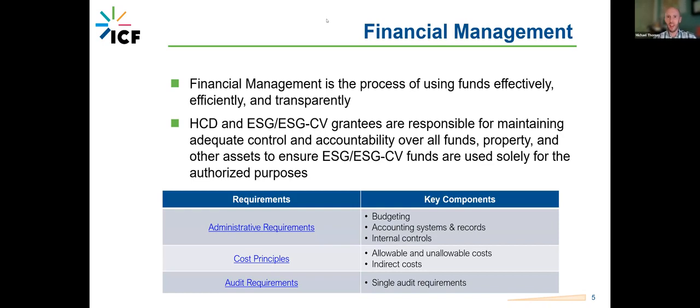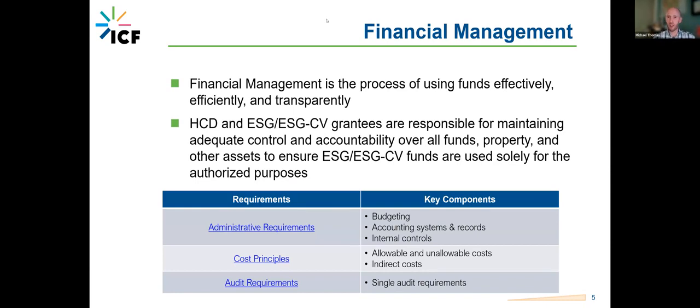And that guidance has three parts. There are the administrative requirements, and that covers requirements for budgeting. It covers accounting systems and records and internal controls. The second part is cost principles. That's where you find things that are allowable and unallowable, and it's also where you find how indirect costs should be handled. And then finally, there's audit requirements.